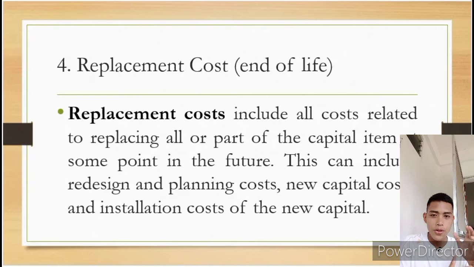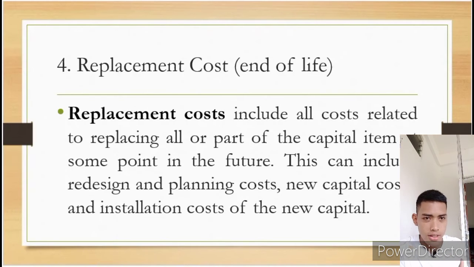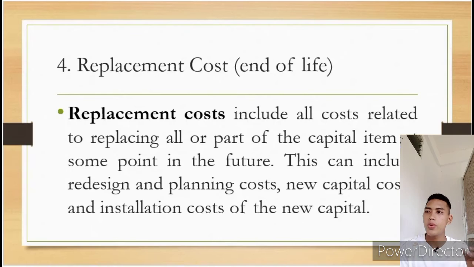Next, after maintenance, we can proceed to replacement cost. Every equipment, everything from buildings, cars, and other things, has its life expectancy, right? If they are already corroded, they cannot function efficiently, then they must be replaced, right? And that is where the replacement cost comes in. It includes all costs related to replacing all or part of the capital item at some point in the future. This can include redesign and planning costs, new capital costs, and installation costs of the new capital.